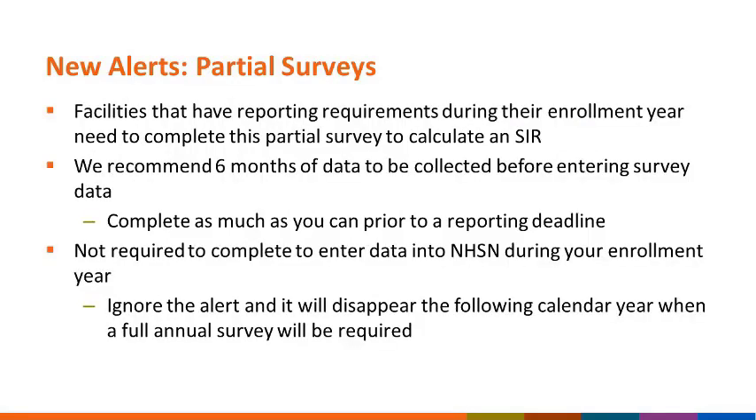Facilities that have reporting requirements during their enrollment year need to complete this partial survey to calculate an SIR. We recommend 6 months of data to be collected before entering the partial survey data. You will need to complete as much as you can prior to a reporting deadline. Usually information that you may not have will be grayed out for you in order to allow you to save the survey. The partial survey is not required to be completed in order to enter data into NHSN during your enrollment year. Ignore the alert and it will disappear the following calendar year when the full annual survey will be required.